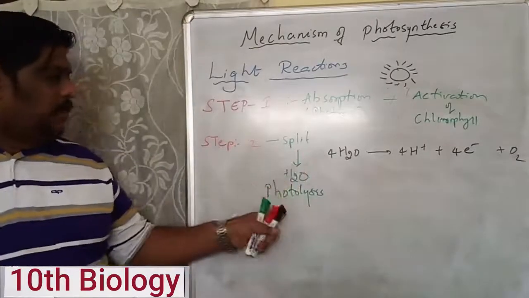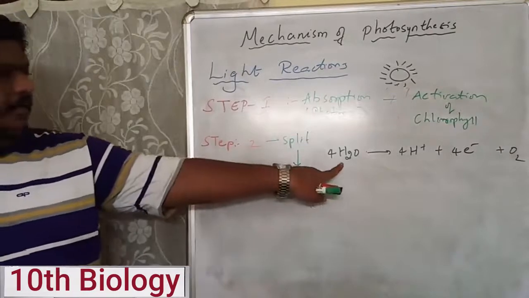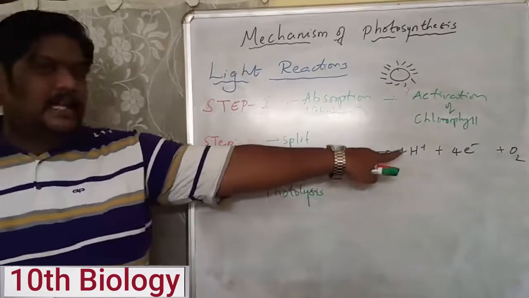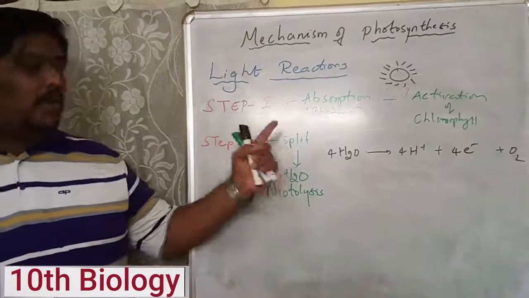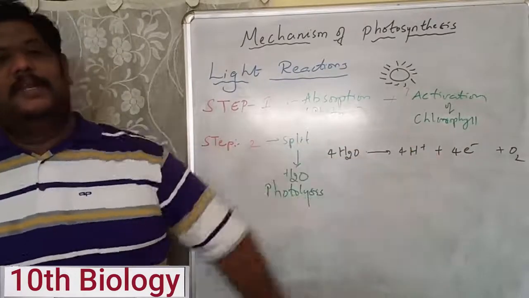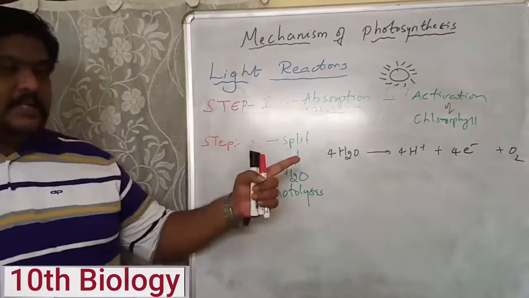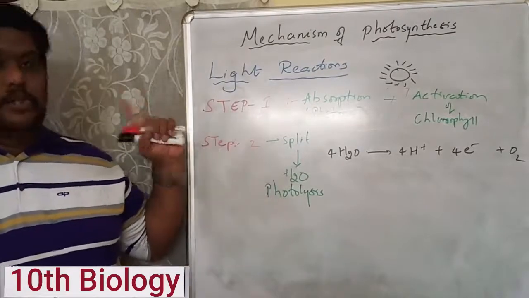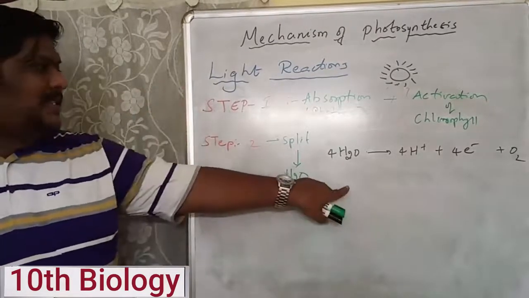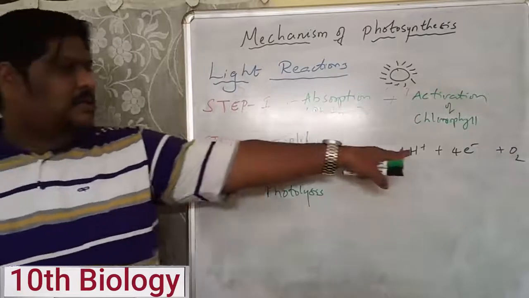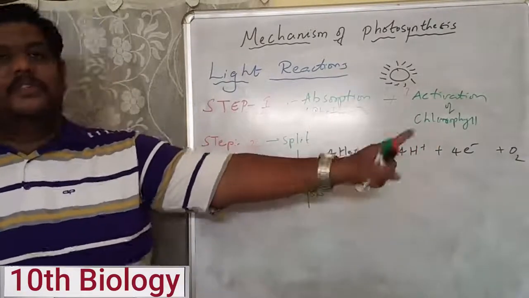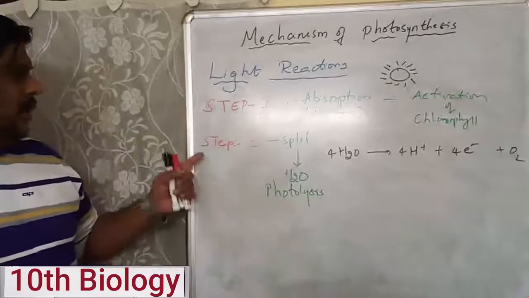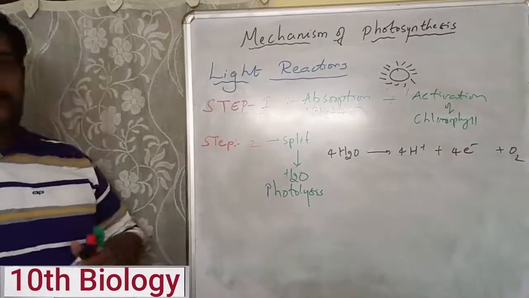So what is photolysis? Splitting of water molecules into hydrogens and electrons is called photolysis, and in this process what is liberated? Oxygen is liberated. That oxygen comes out again through what? Stomata. So carbon dioxide is entering through stomata and oxygen is also going out through stomata. So it is diffusion of gases here. Okay, now coming to step 3.